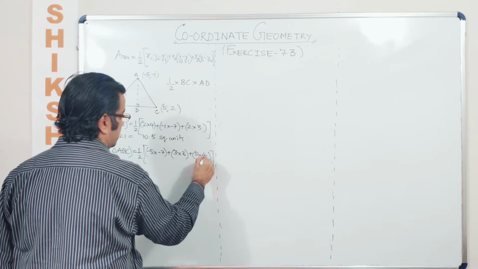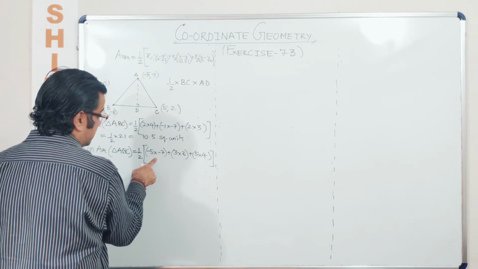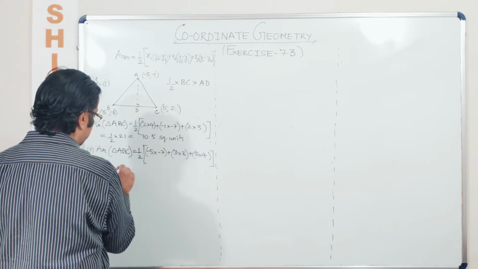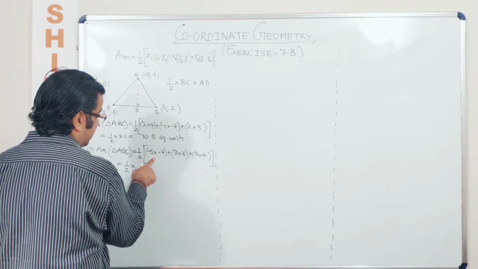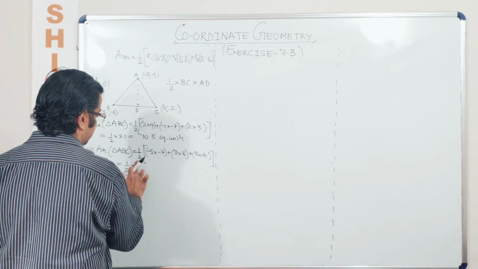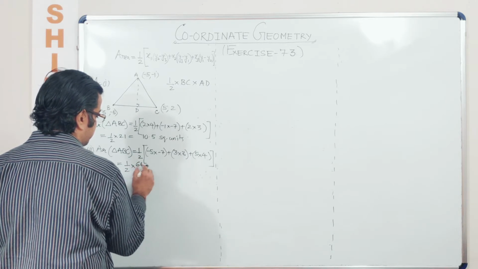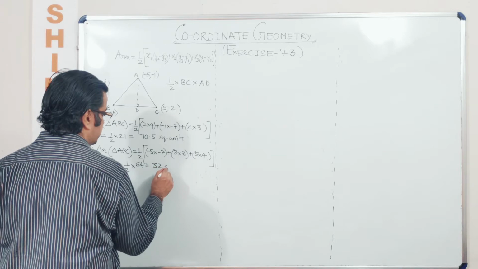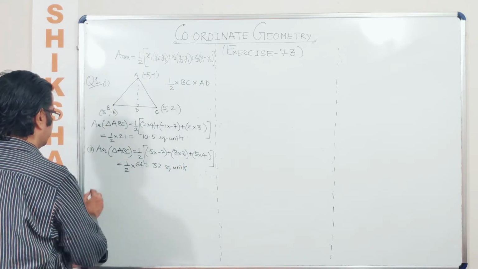So which is 4. So 20, 29, 29 plus, how much is this? So 29 plus 35. So 29 plus 35 is, can I say 64? Which is equal to 32 square units. This should be the answer. Let's move on to question number 2.